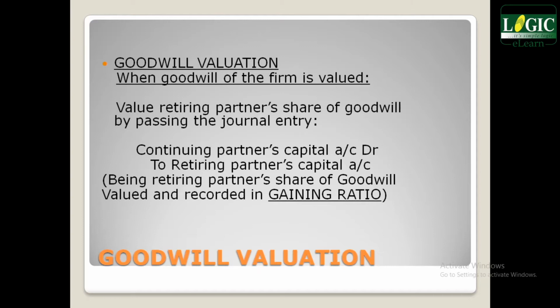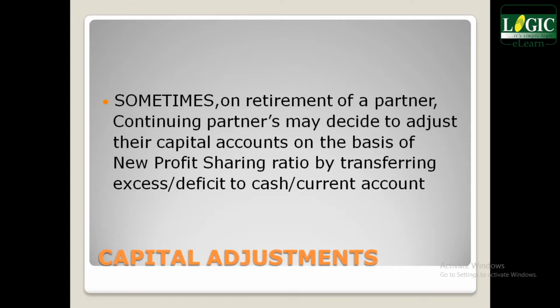Hence the journal entry for goodwill valuation, one and only method, when the goodwill of the firm is valued in the event of retirement, is continuing partners' capital account debited to retiring partner's capital account. Now sometimes on retirement of a partner, continuing partners may decide to adjust their capital accounts on the basis of the new profit sharing ratio by transferring the excess or deficit to cash or current account. We will have to see how to solve problems, so keep it in mind.